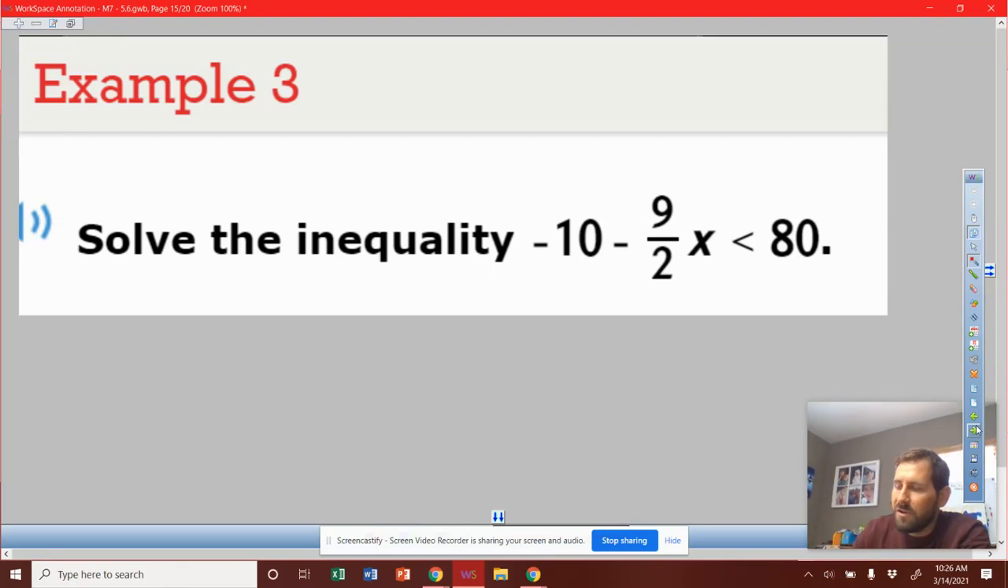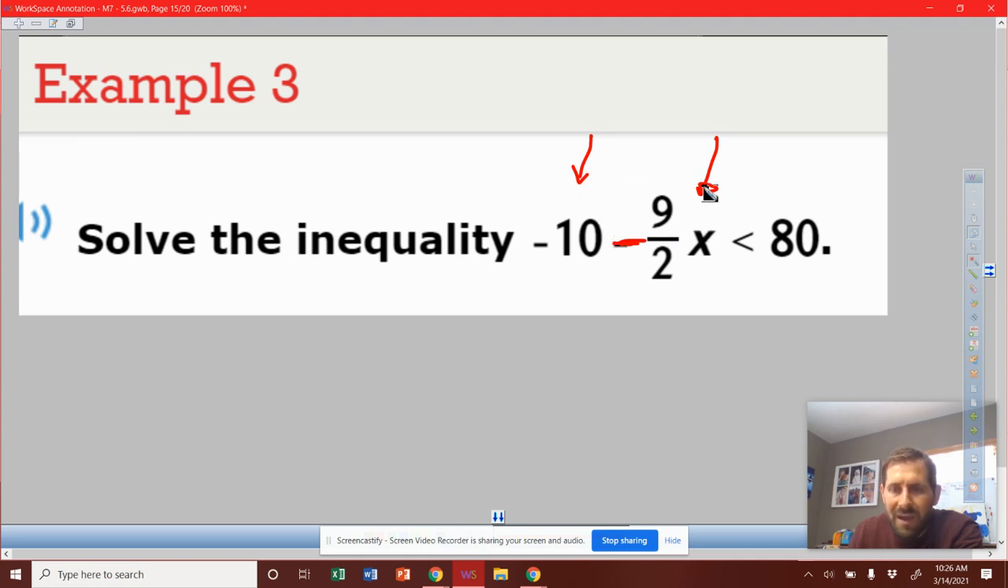All right, no story to this one, just solve it. Okay, so look and focus on the variable. What is bothering it is a times a 9 over 2, which is really a negative 9 over 2. That negative gets attached to it. And then we have a negative 10 quantity to it.